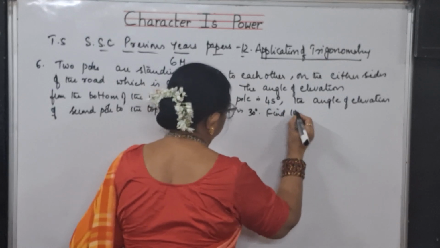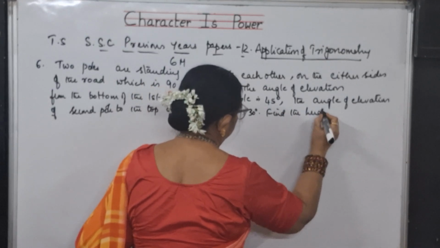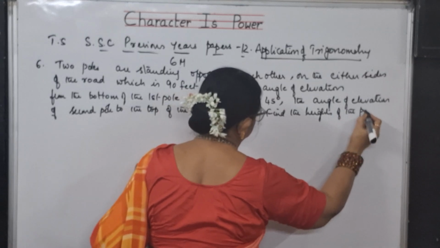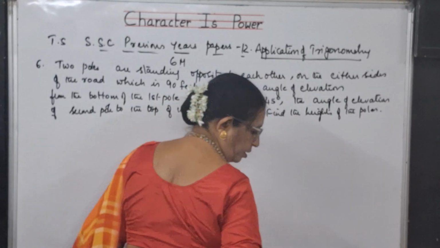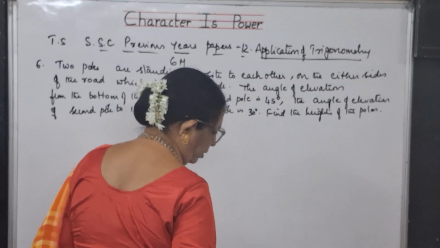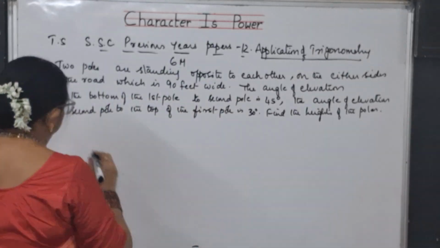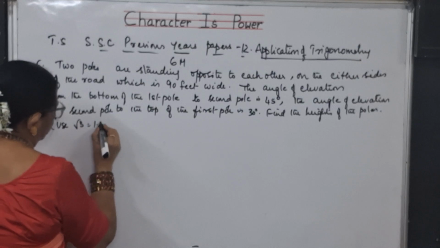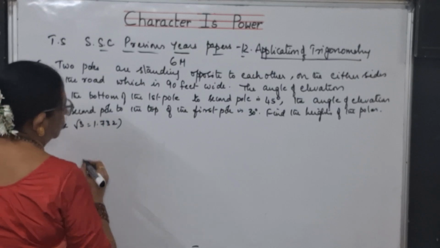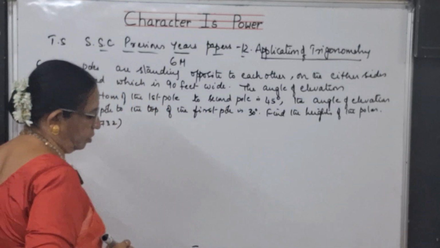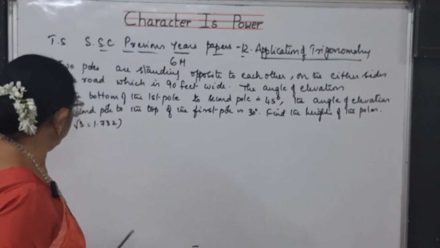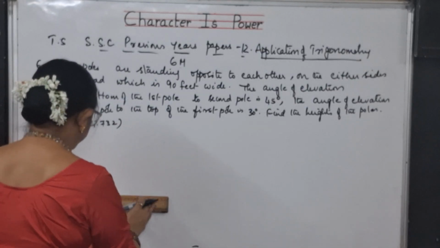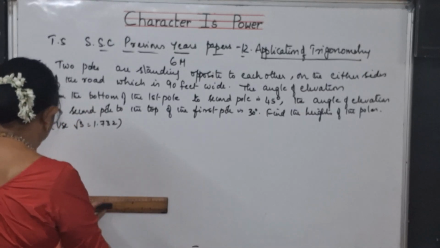Find the heights of the poles. Both the poles' height you need to find out. Now the question is, in the bracket they have given, use root 3 is equal to 1.732. So in the problem where you have got root 3, in the place of root 3 you have to take 1.732.